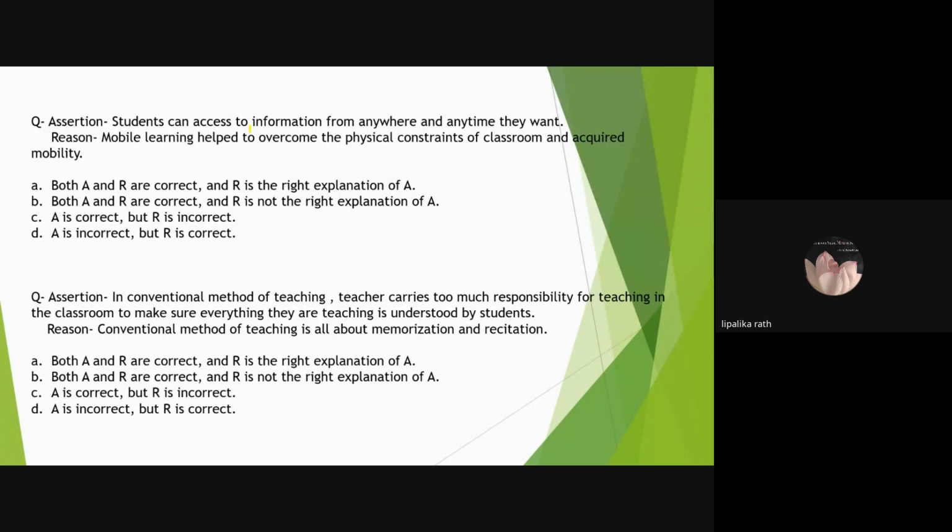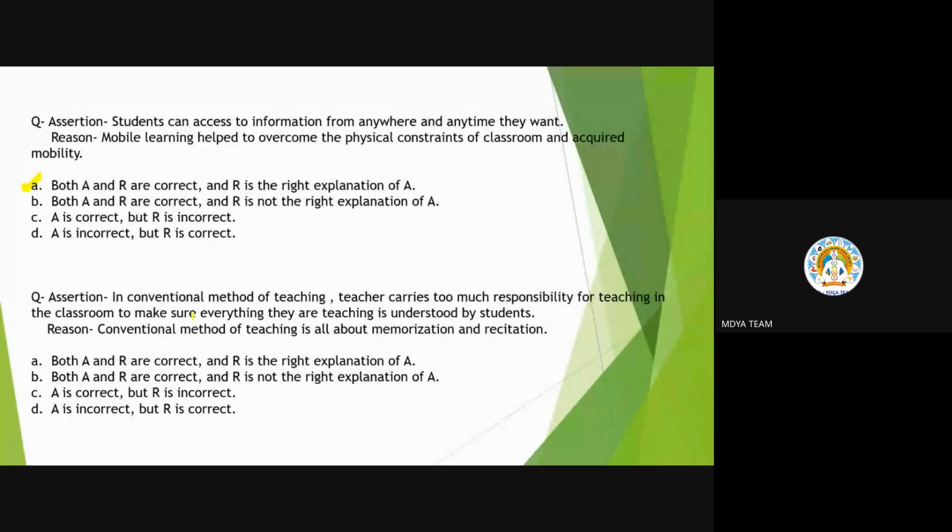Option A. Everyone is saying A, so the answer is A. This is because this statement is absolutely correct, and this statement is also absolutely correct. So we will just add a "because" here: Student can access information from anywhere and anytime they want because mobile learning helps to overcome the physical constraints of classroom and acquire mobility. So both are correct and R is the right explanation of A.